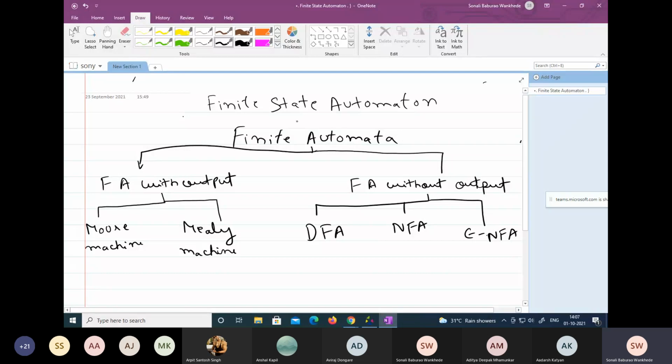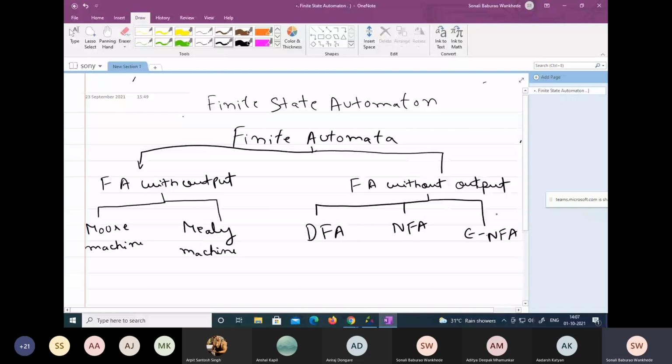So if a question comes, what are the various types of finite automata? You should be aware that finite automata is classified into finite automata with output and finite automata without output. The types of FA with output are Moore machine and Mealy machine. Similarly, the types of FA without output are DFA, NFA, and epsilon NFA. So write this down.